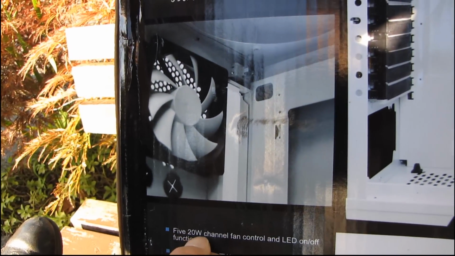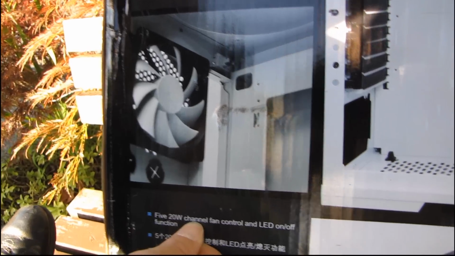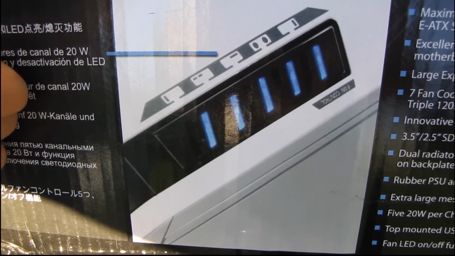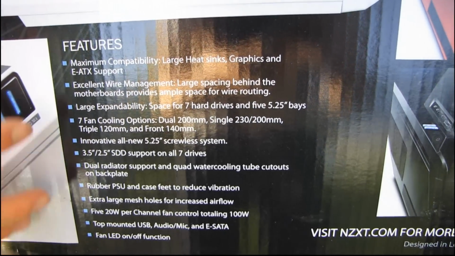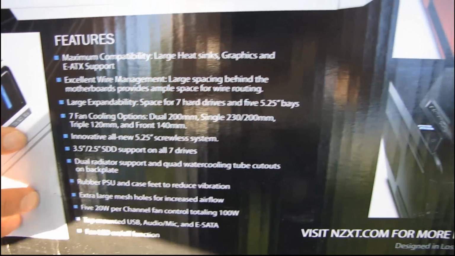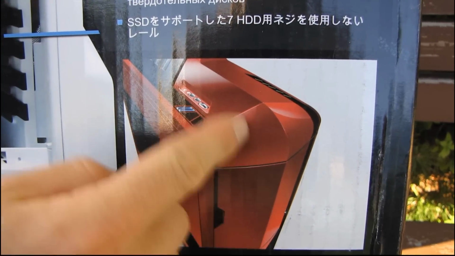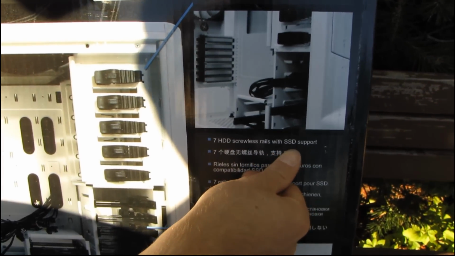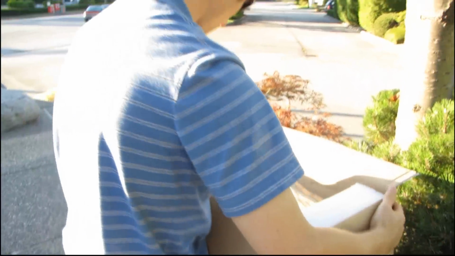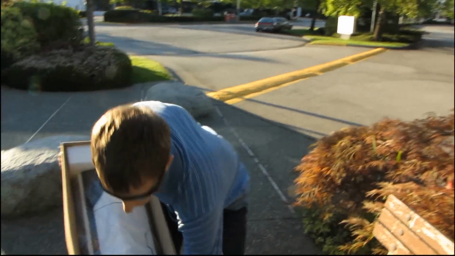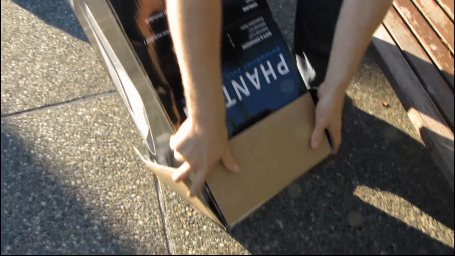And this is cool because this really ties into how they've got the 200 millimeter fan holes in the case. You have a fan controller that supports up to 20 watt fans per channel, with five channels. So that's very, very cool because it means you can support big fans, fans that move a lot of air, and you can do it with the fan controller that's built right into the case. Here's pictures of the two other colors. The one we have here today, I believe, is white. Seven hard drive screwless rails with SSD support and a screwless 5 1/4 inch design. So mostly toolless, but we'll have a look at the case itself very shortly here, and we'll definitely talk in more detail about all the innovations found within.